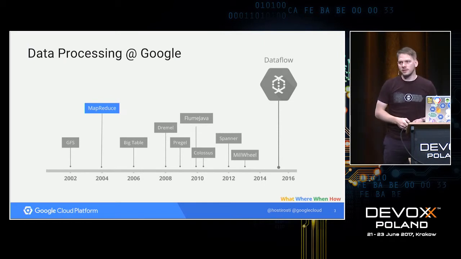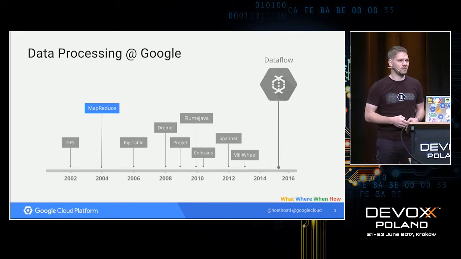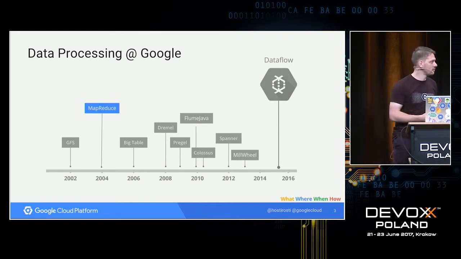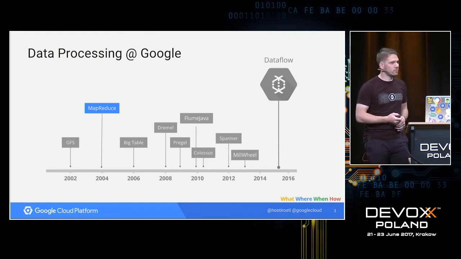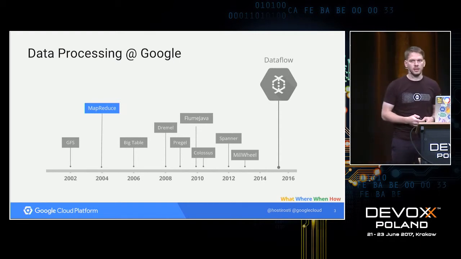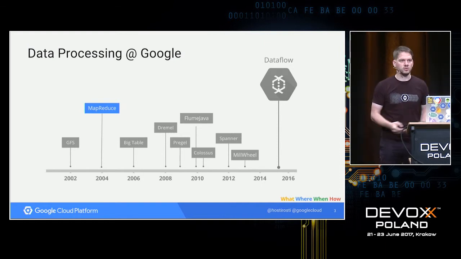Why is that? In the early days we were really scrambling, keeping the company running and keeping up with the growth, so we didn't have much time to write papers and innovate in cool stuff that much. Now one of the big milestones in data processing is definitely the publishing of the MapReduce paper.